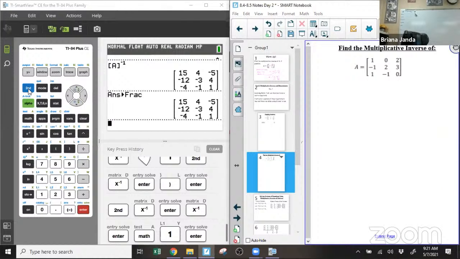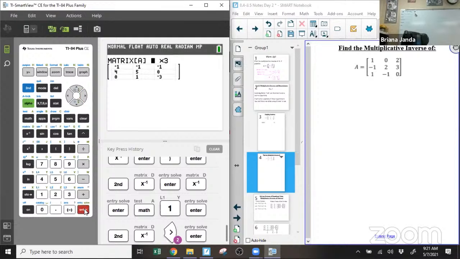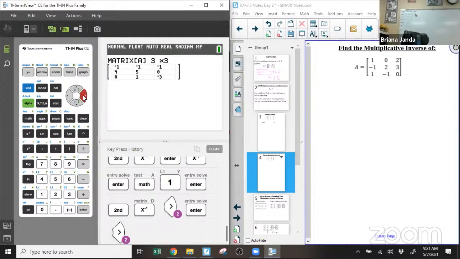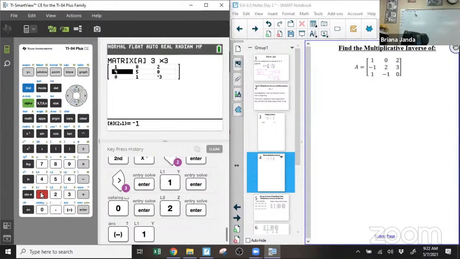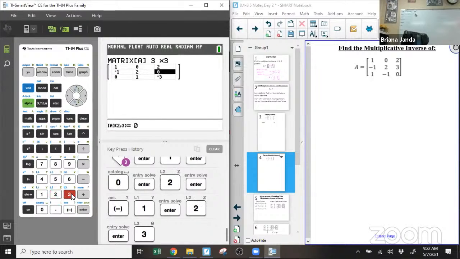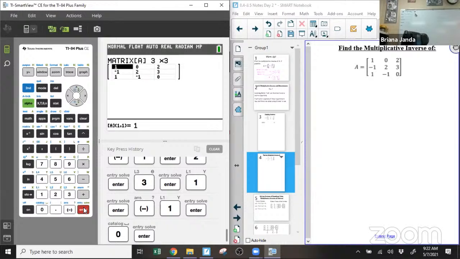So go to my matrix menu here. You can just put it into matrix A. We're not using the one from the first page again, or you can put it into matrix B. I don't really care. It's still a 3 by 3. So as I come down here, it would be 1, 0, 2, negative 1, 2, 3, 1, negative 1, 0. And as always, we're going to step back and double check that.